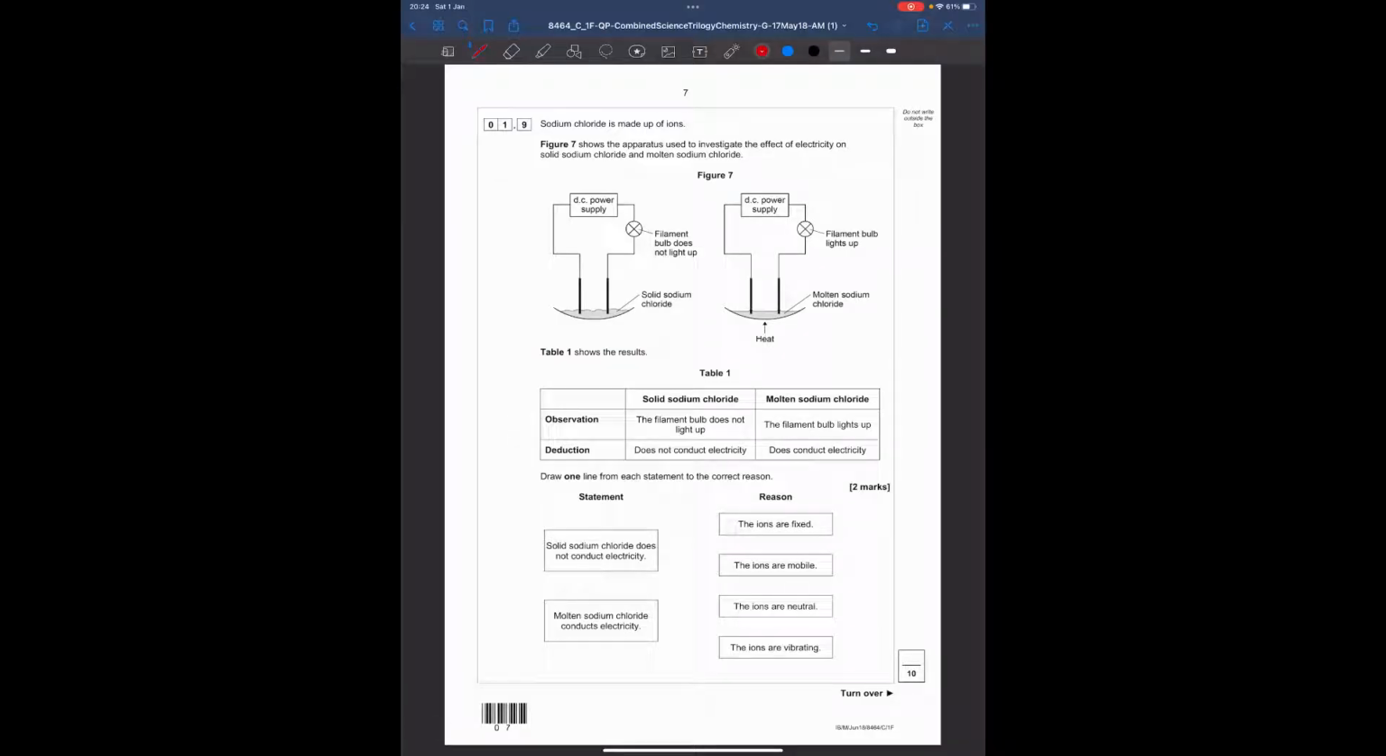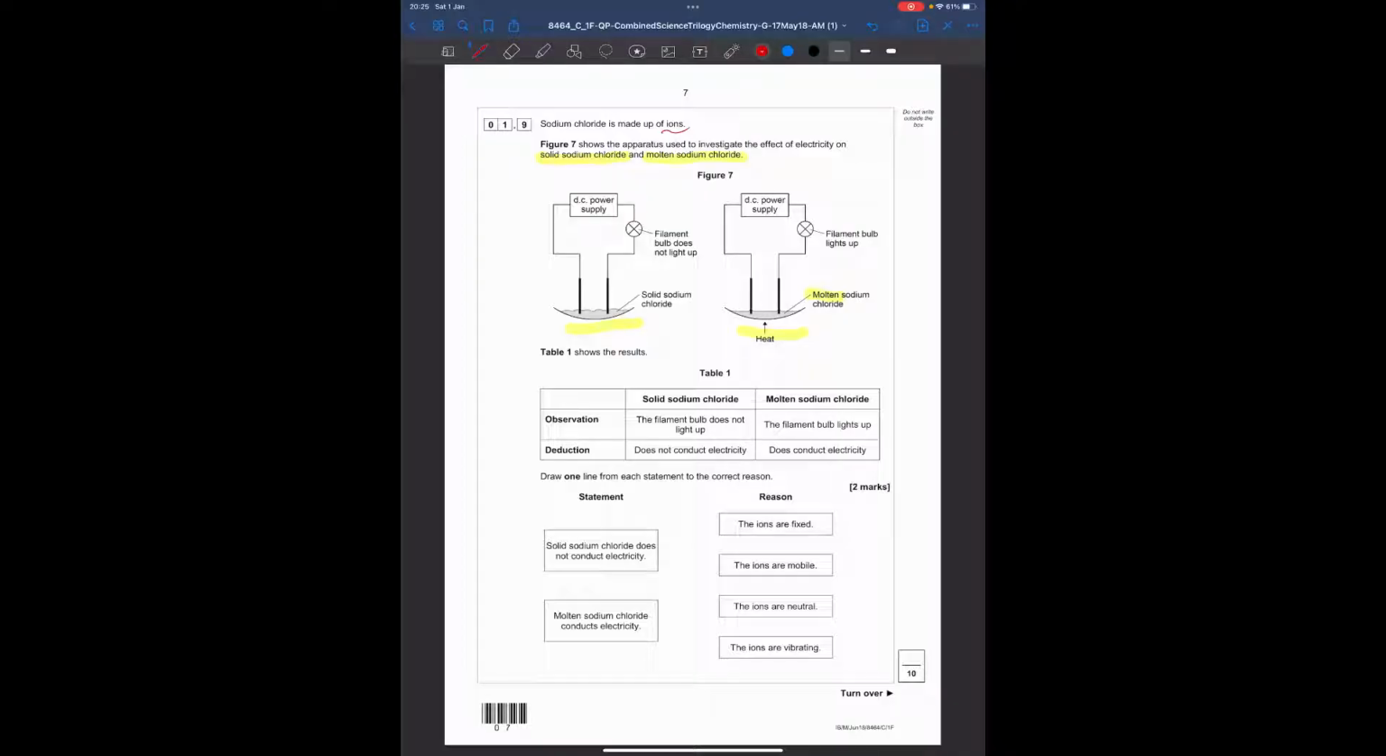Question 1.9. Sodium chloride is made up of ions, so we know it's an ionic bond. Figure 7 shows the apparatus used to investigate the effect of electricity on solid sodium chloride and molten sodium chloride. So you've got it when it's solid in this test, and you've got it when it is molten, which just means melted, in the test on the right.